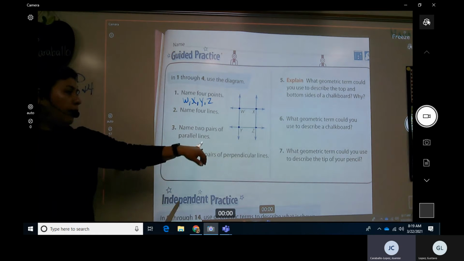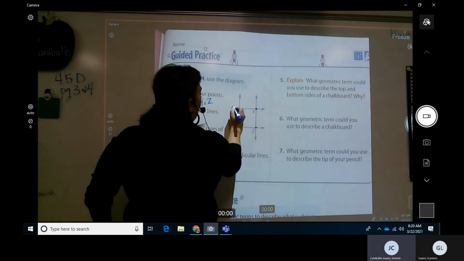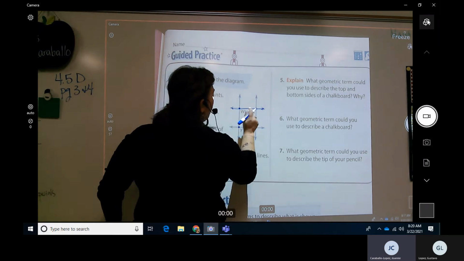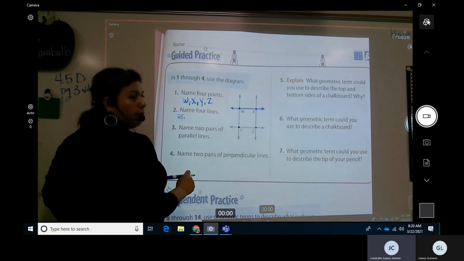Now, it says here for me to name 4 lines. Tengo que nombrar 4 líneas. ¿Cuáles son mis 4 líneas? So así sería, mira, aquí esto es una línea, ¿verdad que sí? ¿Y cuáles son mis letras? Voy a hacer una línea y voy a escribir WX, ¿ok?